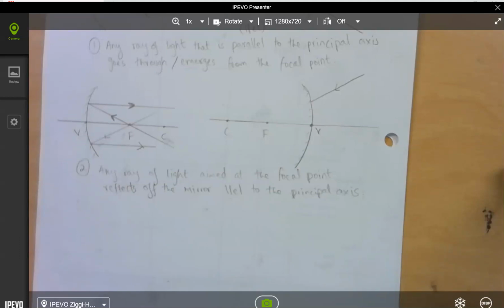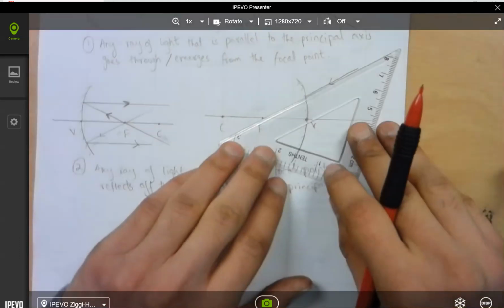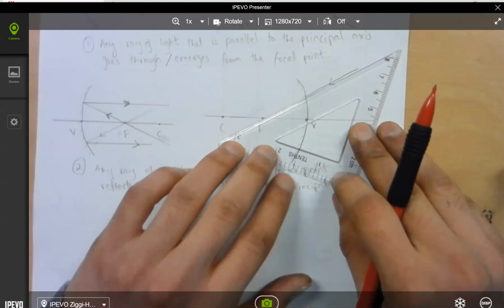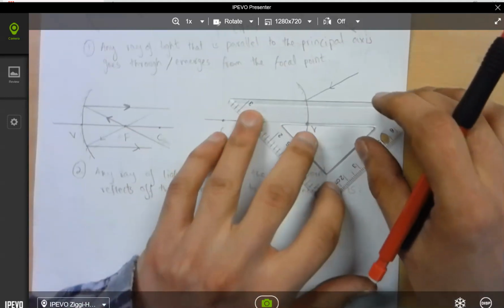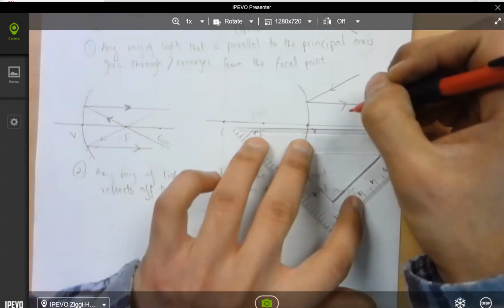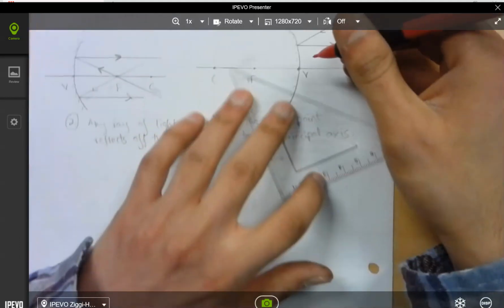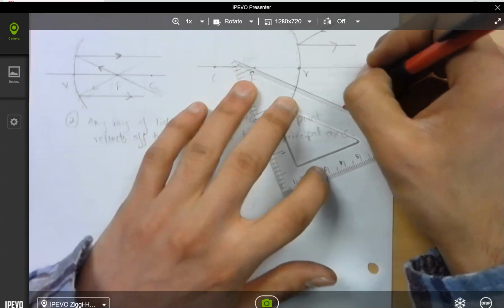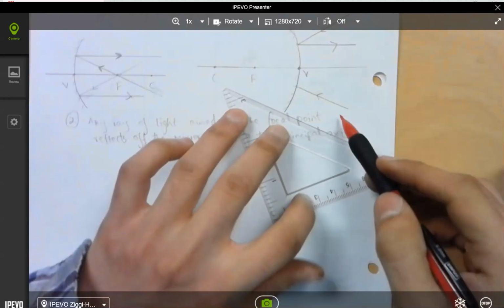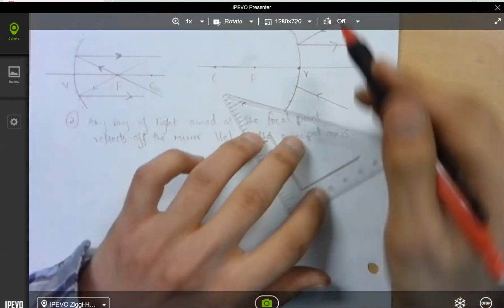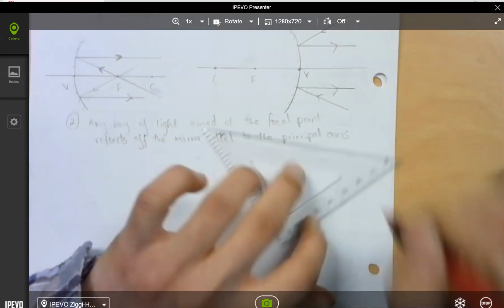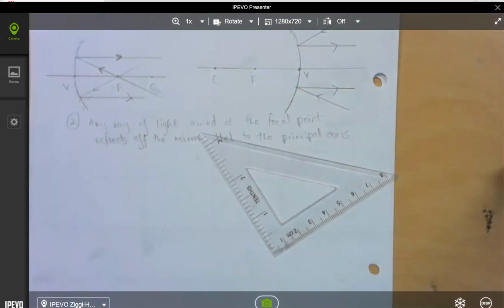Okay, so we're going to aim it at the focal point, but we can't actually reach the focal point because it's on the wrong side of the mirror. And we're going to reflect this parallel to the principal axis. Again, on the bottom we can try. Aimed at the focal point, right? But it reflects parallel to the principal axis.